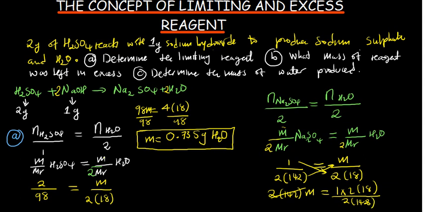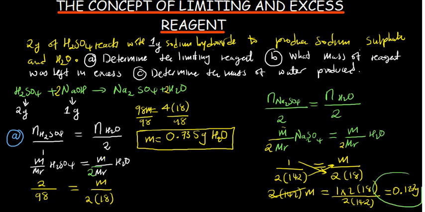You want to remain with m. So I'm going to say 2 multiplied by 18 divided by 2 multiplied by 142. So that is going to give us about 0.127 grams. Now, you have formed water.